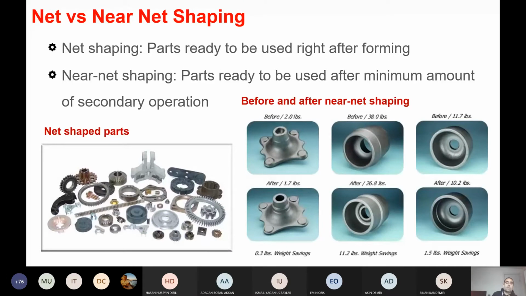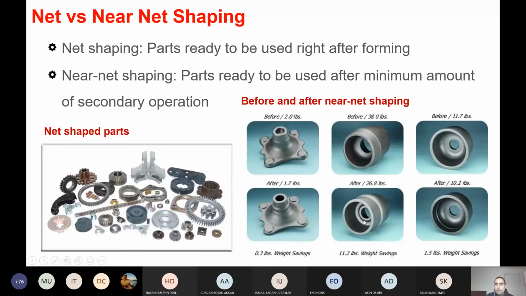And then we have another way to categorize these forming processes, where we say net shaping and near net shaping. Net shaping is a type of process where we have the final part out of the press. So you just forge it or form it, and then it is ready to be used without any secondary operation. Near net shape, though, is a process where the part requires a small amount of secondary operation, can be drilling, machining, some material removal, basically. And here you can see a couple of examples where the part is changed from a preform to near net shape.